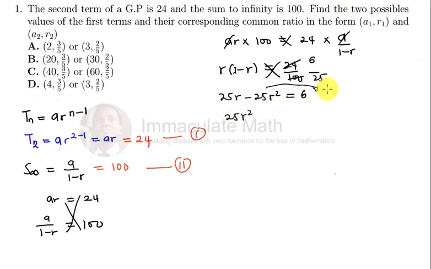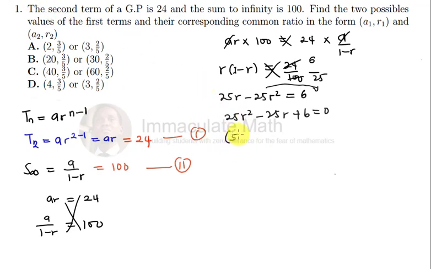Alright, so if I bring this to the other side, I'm going to have this to be what? Minus 25r, right? Then plus 6 equals 0. Good. So that means if I factorize this quadratic equation, I'm going to have this to be 20. This is 5r. You can solve it directly with your quadratic formula, and we can also solve this directly using what? The factorization method. But here I'm going to stay with my factorization method.